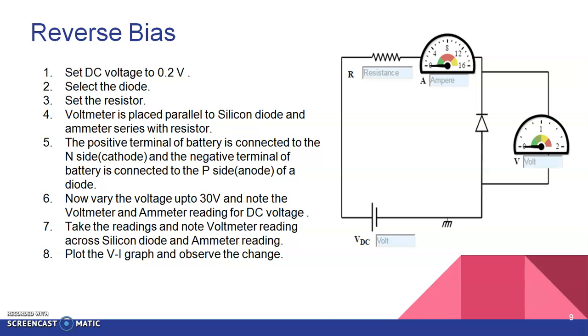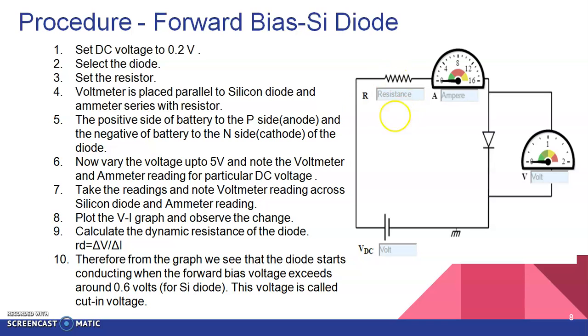See here, this is the circuit diagram of the forward bias. First we have to select the DC voltage of 0.2 volt, and then we have to select the diode. Here we are choosing the IN4001, and then we have to set the resistance value. Then you can vary the value of the voltage, and then we can measure the current value.